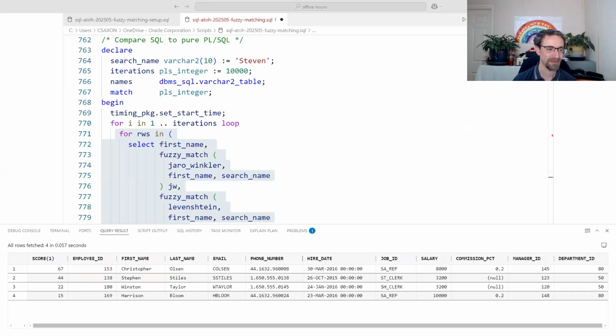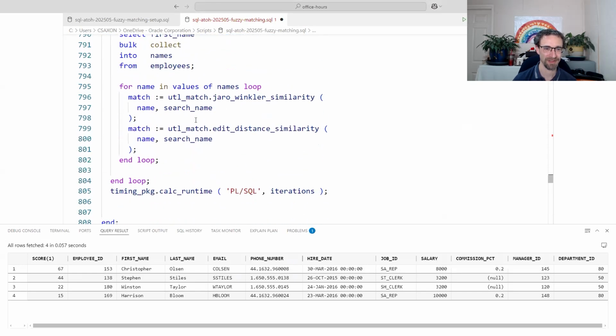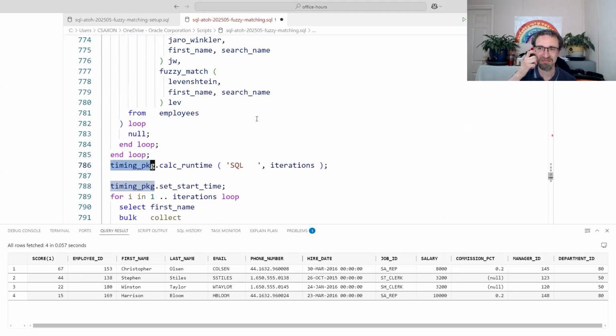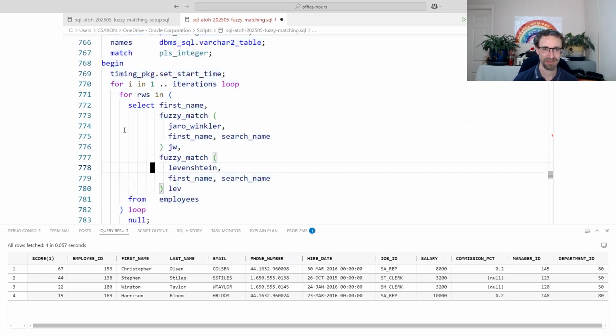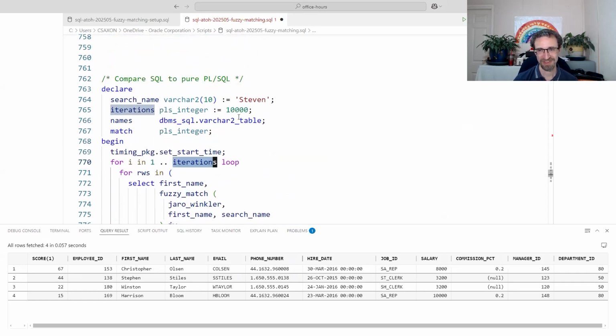No, I'm not running standalone SQL. It's SQL inside a PL/SQL block, all inside one big block. You can get the script, and I'll share the links in a minute. This timing package is just something I built to capture the start and end times and calculate the differences. It's in the setup script as well. We're literally just running that SQL statement however many times. If I run it once, it's too fast to measure, which is why I've got 10,000 here.